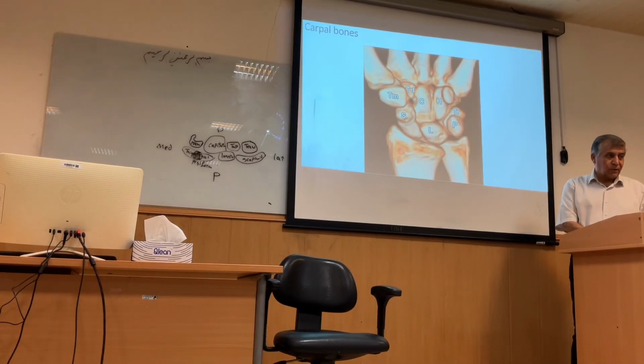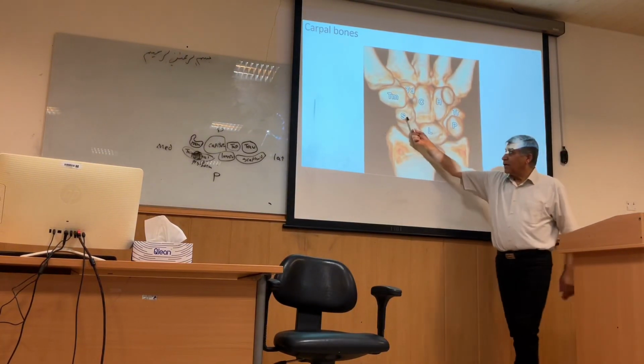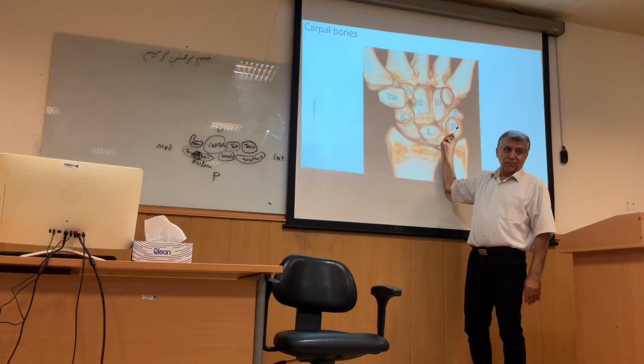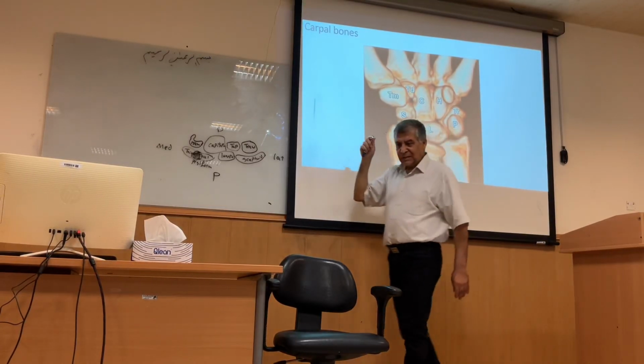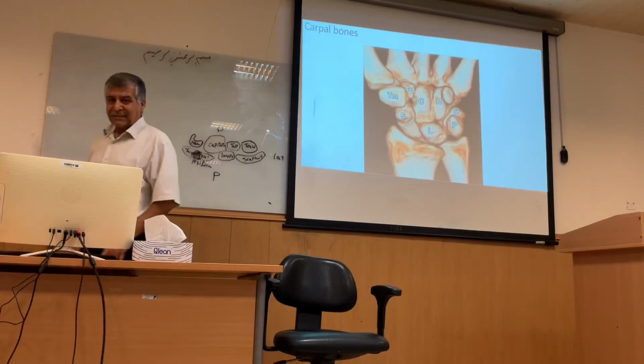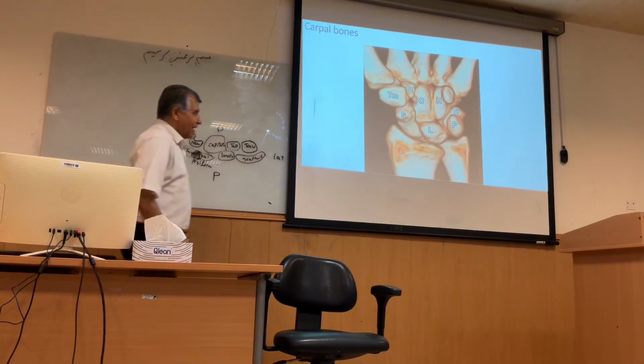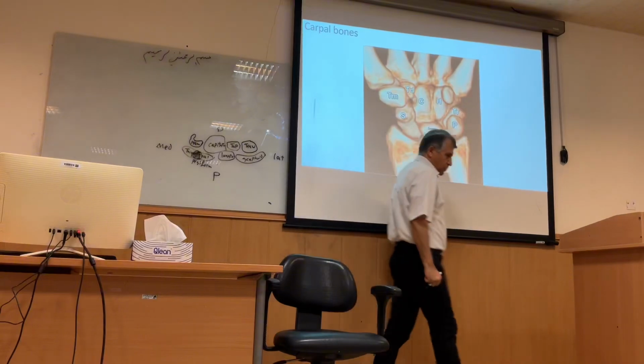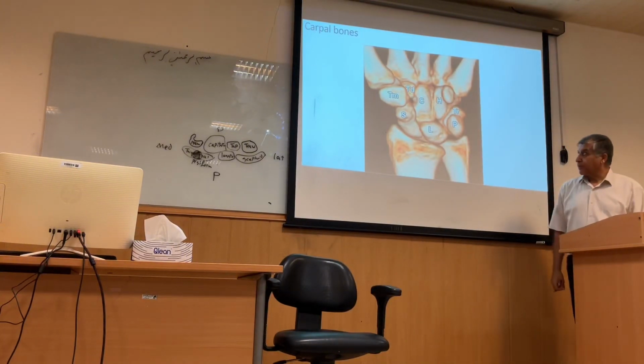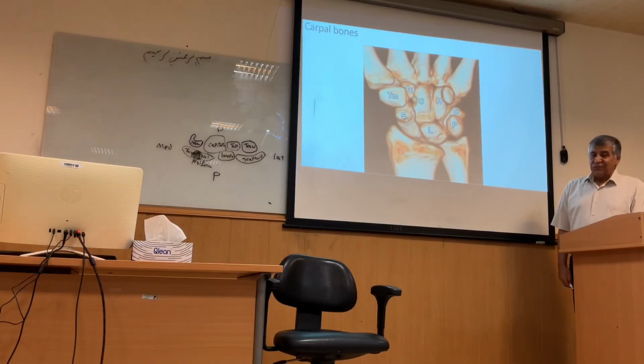Which bone is the last cartilage to ossify? The smallest one. Small. Which of them? Pisiform. Pisiform is the smallest one and is the last cartilage to ossify. Last cartilage to ossify. Okay? Ossification of the carpal bones is used for detection of age in sport. Okay?